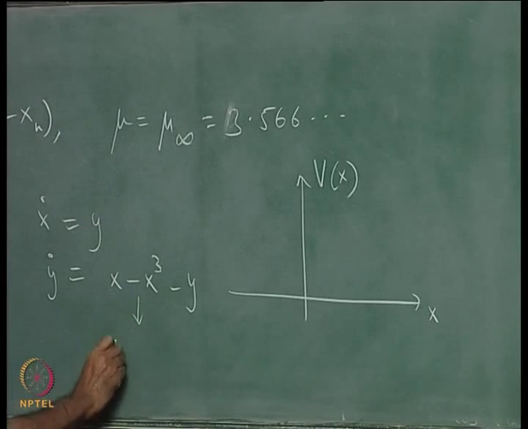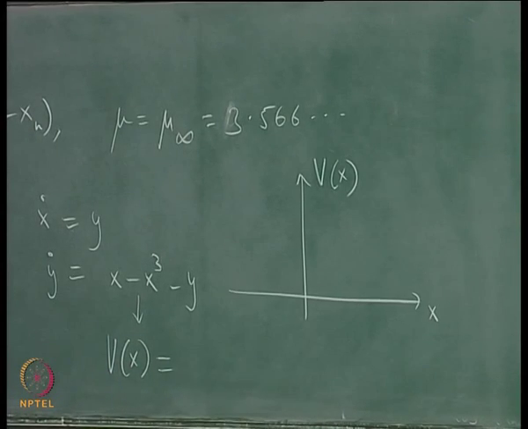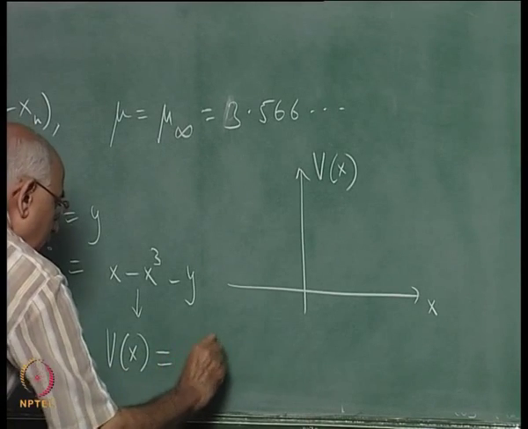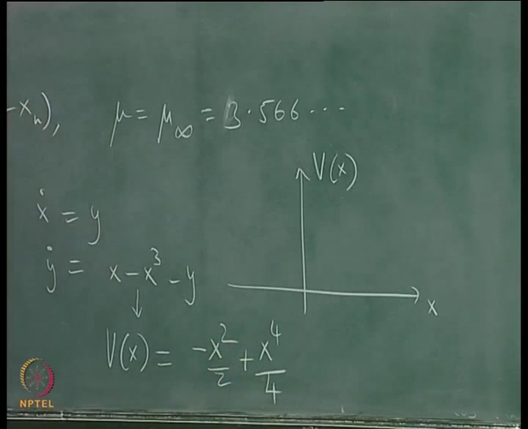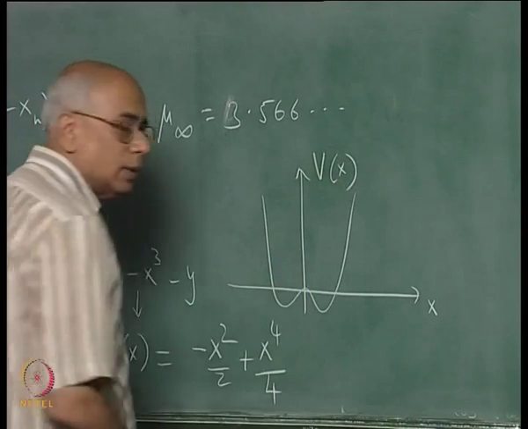This leads to a potential V of x, which in these units is equal to minus x squared over 2 plus x to the fourth over 4, in this fashion. What sort of potential is this? It is a double well potential. So definitely its potential looks like this.